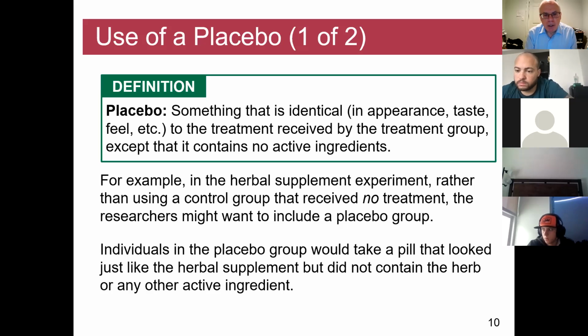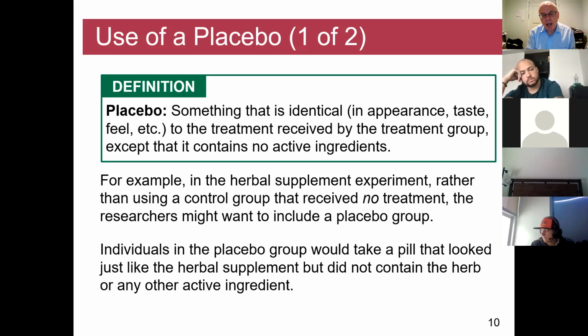All right. Here they give the example of an herbal supplement. Rather than using a control group that didn't receive any treatment, researchers might want to include a placebo group. Now, why do you want to do that? Because there's something called the placebo effect that's described in the textbook. That means that if a person is aware that they're getting a placebo, it may be that they think that they're still going to get the effect. All right, there's some sort of psychological thing going on where they get the results even if they know they're getting the placebo. All right, this is called the placebo effect.